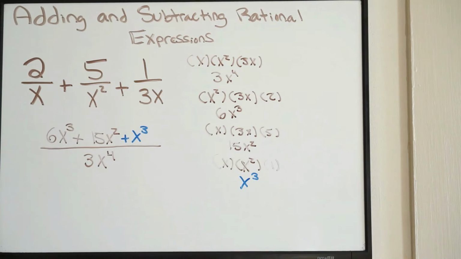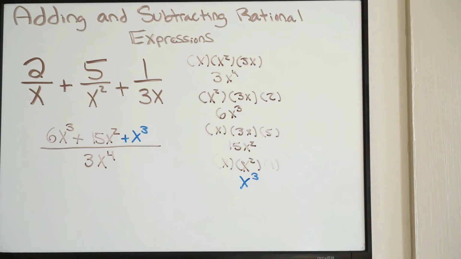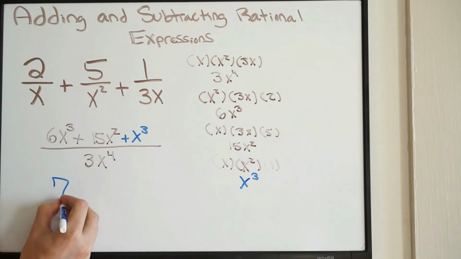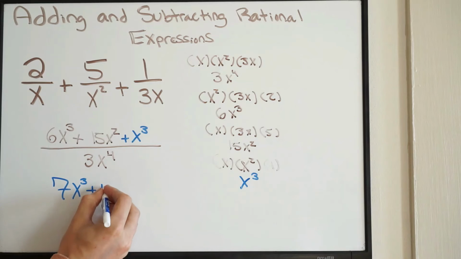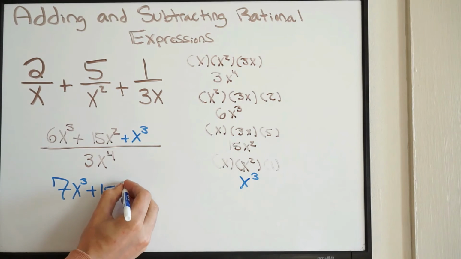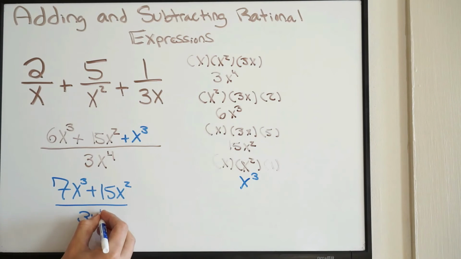So at this point, what you want to do, you want to go ahead and simplify your numerator. Are there any like terms you can combine? All right. Well, I can combine 6x cubed and an x cubed. Doing that, you're going to get the following. You get 7x cubed plus 15x squared all over 3x to the fourth.